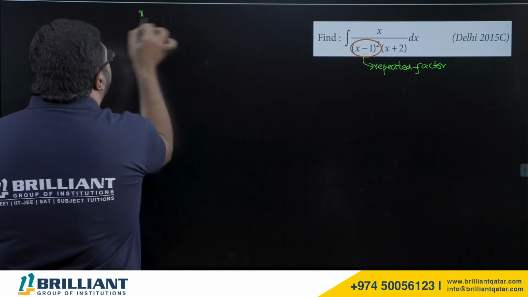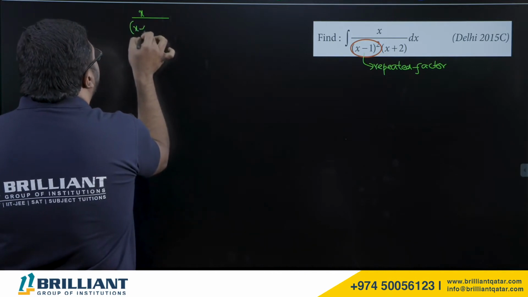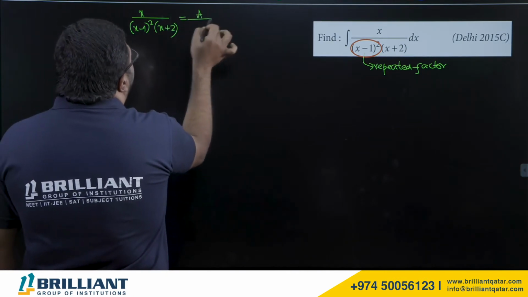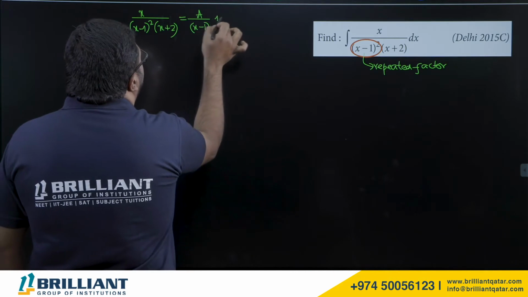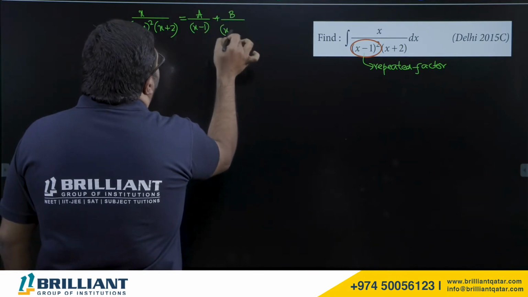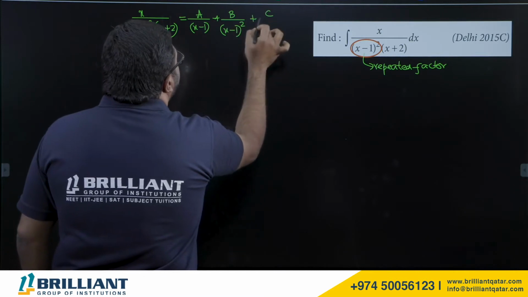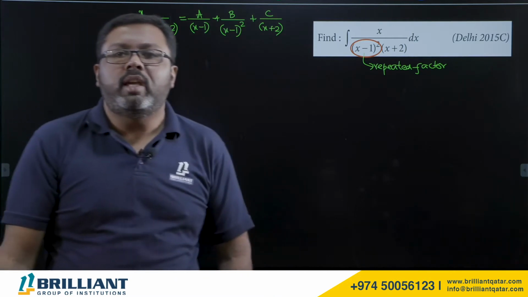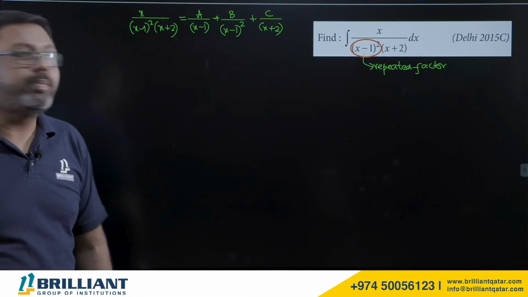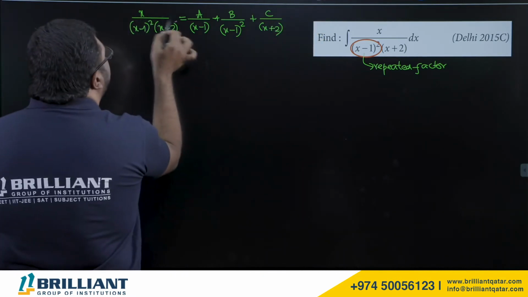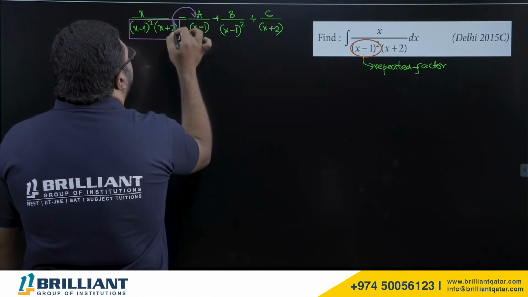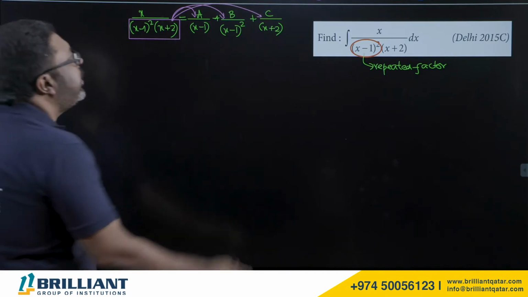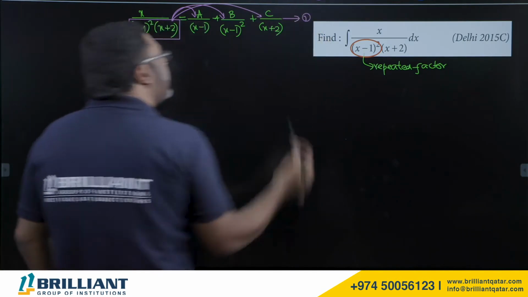So it's going to be x divided by x minus 1 squared into x plus 2. Repeated factor. So a divided by x minus 1, b divided by x minus 1 squared, and c divided by x plus 2. And what is the method I told you? Take the denominator, multiply it to a, multiply it to b, multiply it to c. Then you can easily write the simplified form. So call it equation number 1.